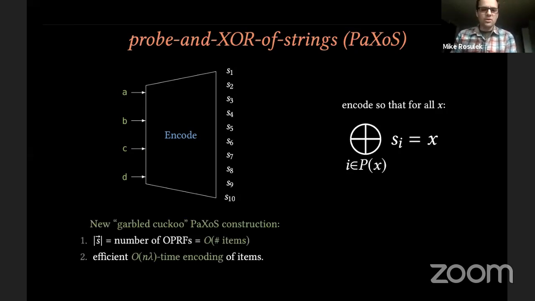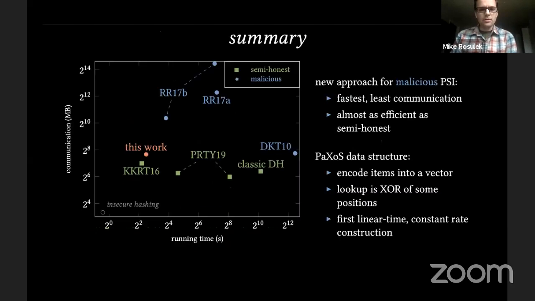We give a new construction that has a constant rate, so the size of this vector is linearly related to the number of items, and that's what leads our protocol to have low communication. So just to summarize, we close this gap between malicious and semi-honest, and we have this new cute data structure that we call Paxos. And if you want more details, check out the full version of the talk or the full version of the paper. But thanks for your attention.